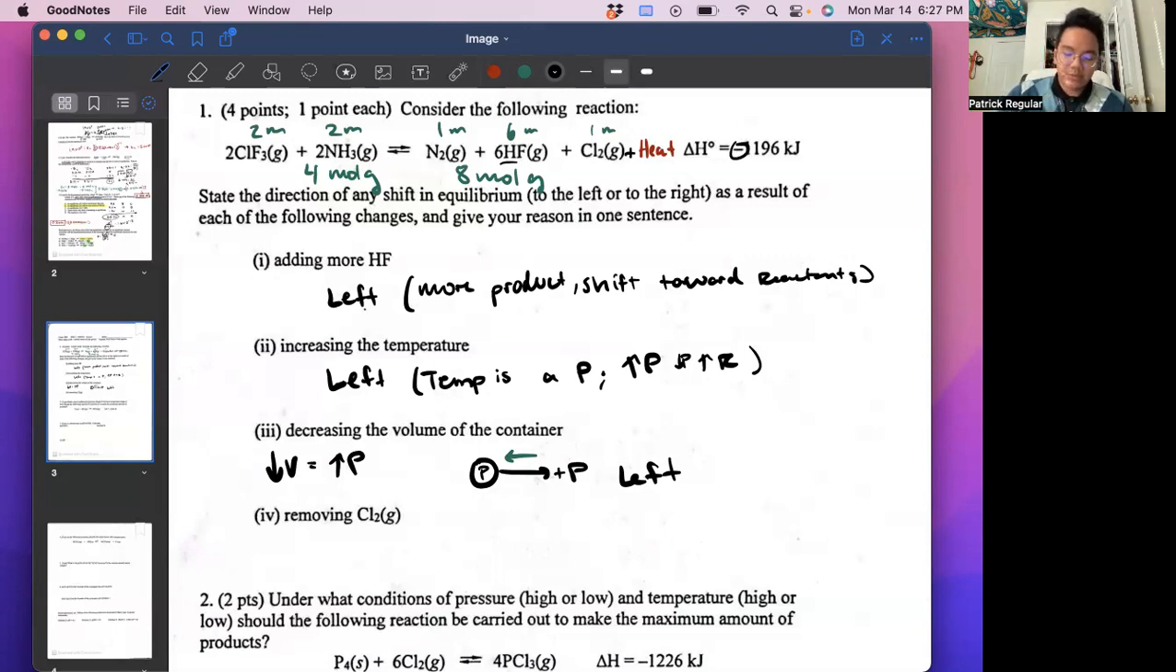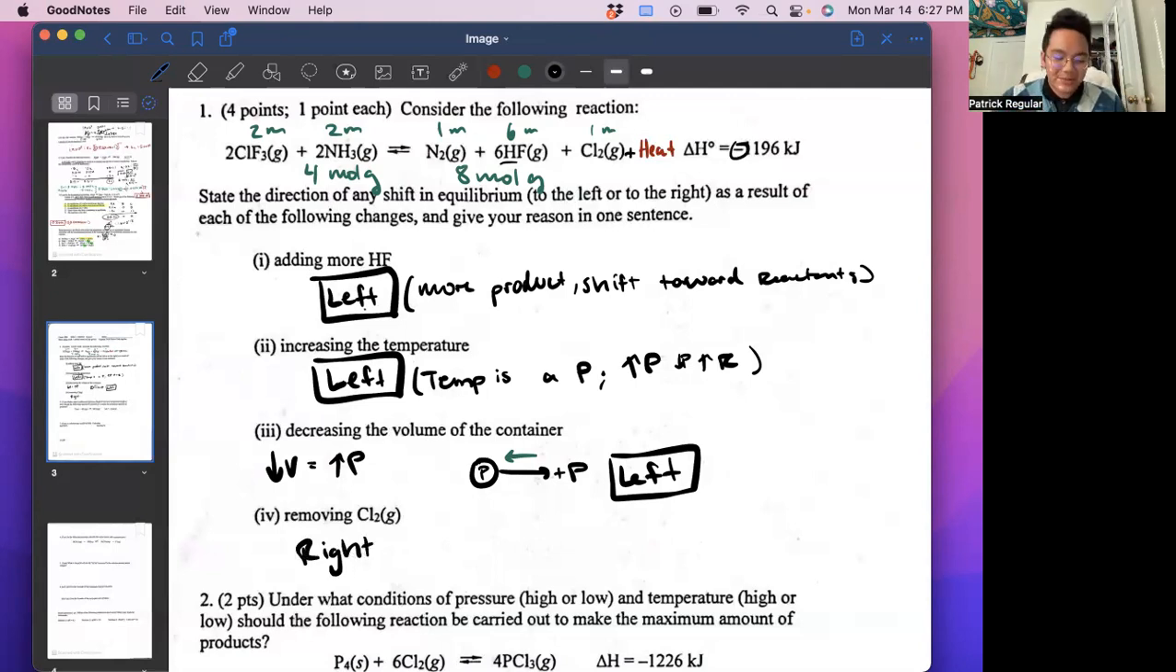Now, right here, let's remove Cl2. Cl2 is a product. And if we remove it, let me box these. Don't forget to box your answers on the quizzes. It makes it a lot easier. It would shift right.